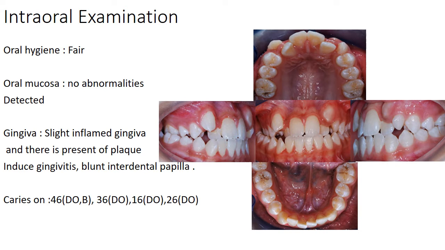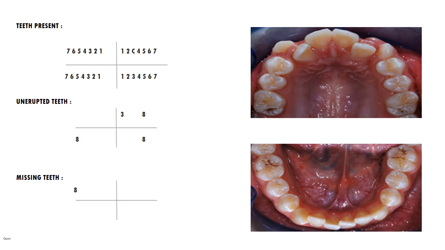Next, intraoral examination. Oral hygiene of the patient is fair. The oral mucosa of the patient, no abnormalities detected. The gingiva is slightly inflamed. There is a presence of plaque-induced gingivitis and blunt interdental papilla. There is also caries detected on 4-6 disto-occlusal and buccal, 3-6 disto-occlusal, 1-6 disto-occlusal and 2-6 disto-occlusal.